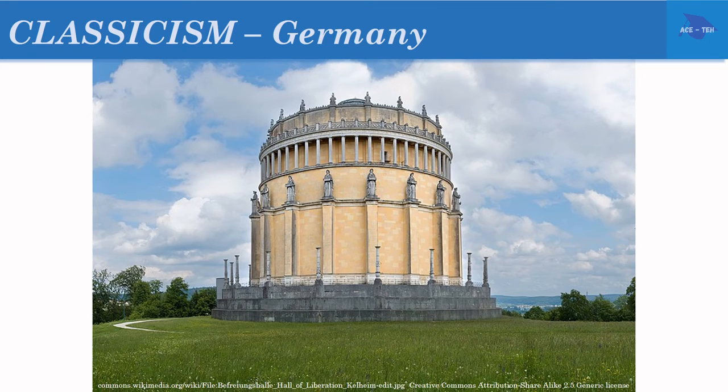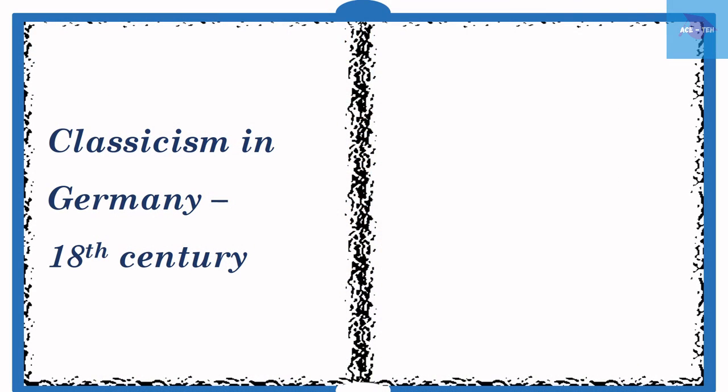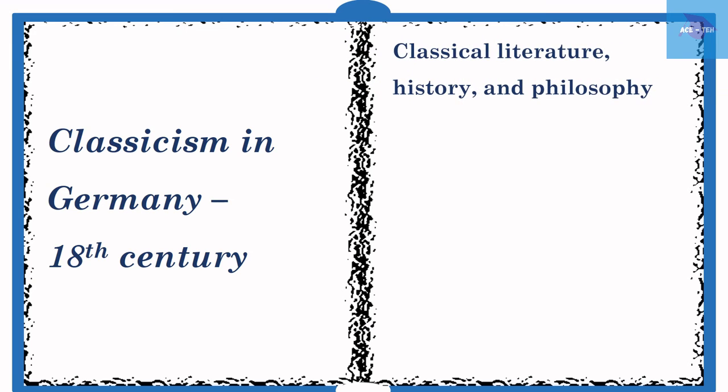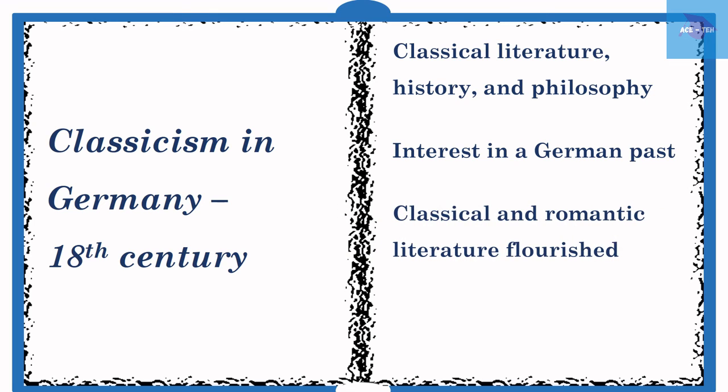In the 18th century, classical culture became a subject of great interest. German educational institutions offered courses in classical literature, history, and philosophy. Great intellectuals emerged, inspired by classical ideals. There also was an interest in a German past that was also evident in the spirit. During this time period, classical and romantic literature flourished side by side.